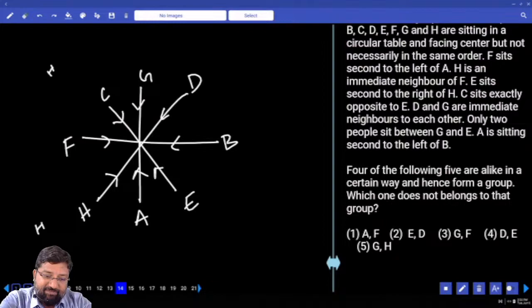4 out of the following 5 are alike in a certain way. A and F. Can I say A and F are immediate neighbors of each other? Can I say A and F are immediate neighbors? No, one person is between them. E and D, one person. G and F, one person. Minimum number is 1 person. G and H, 2 persons. So which option is my answer? 5th option. Okay now?